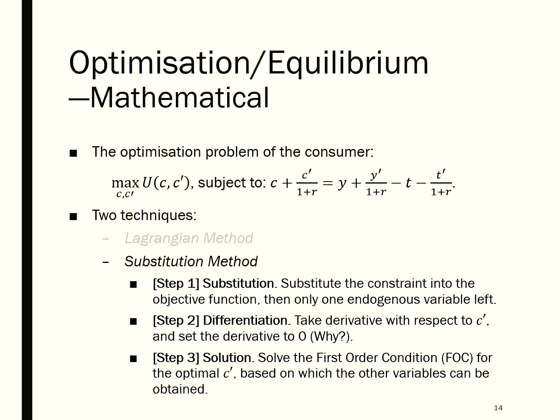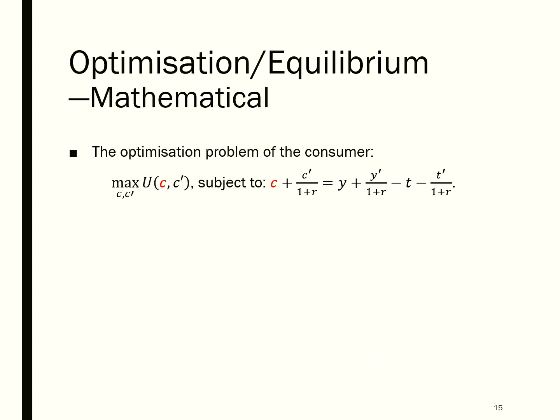Third, if the utility function is explicitly given, then you will be able to derive the explicit solution of all endogenous variables. Let's apply this three-step approach in the dynamic model. Step 1, substitution. We have two endogenous variables, C and C prime. It is straightforward to substitute C out by C prime using the lifetime budget constraint. The red term here is actually C, but we substitute it out by C prime and other terms.